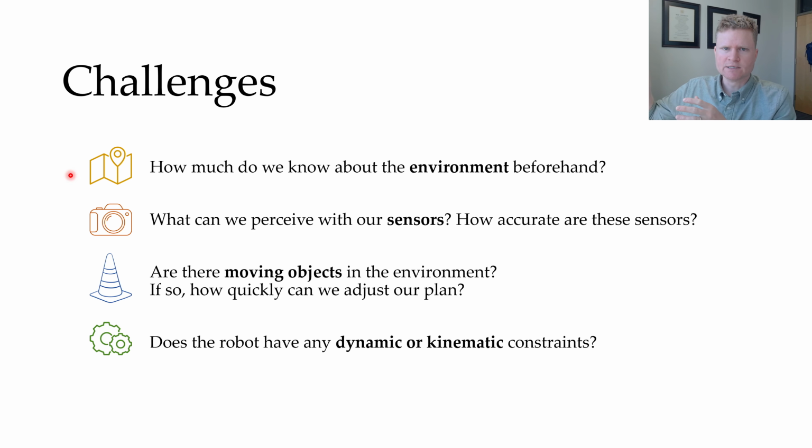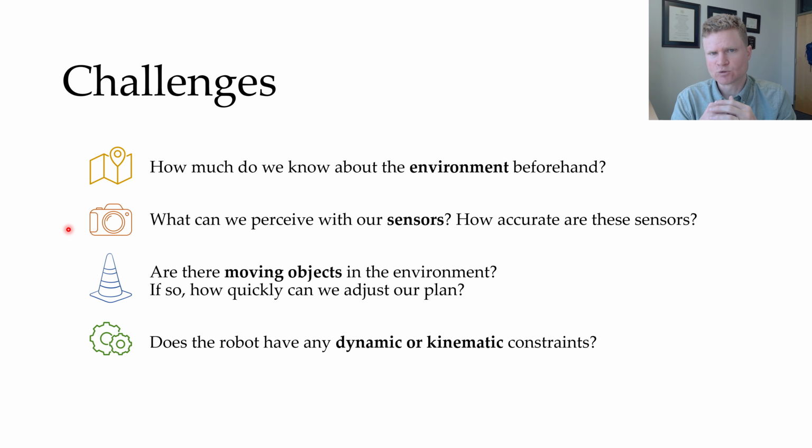If you know where everything is, you can probably come up with a pretty efficient motion plan right from the very beginning. But if you don't know where things are and you have to detect them on the fly, your motion plan is probably going to change because you'll see something, gather some new information, and then modify your motion plan accordingly. So one question to keep in mind is, how much do I know about my environment?